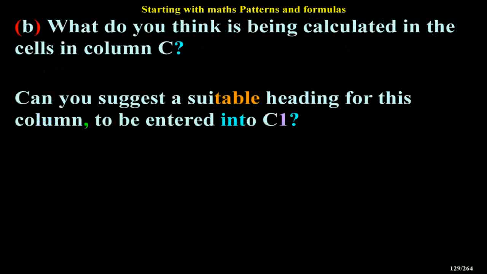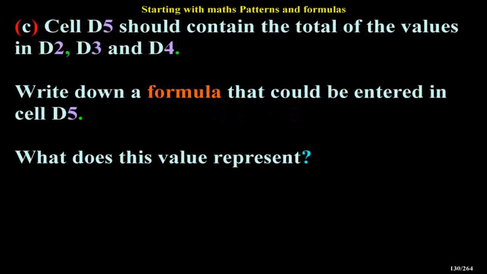What do you think is being calculated in the cells in column C? Can you suggest a suitable heading for this column to be entered into C1? Cell D5 should contain the total of the values in D2, D3 and D4. Write down a formula that could be entered in cell D5.